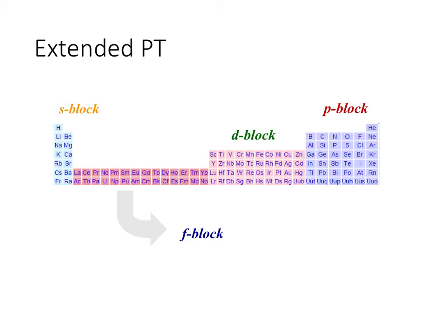The reason why we do that is because we want it to fit nicely on a piece of paper for printouts and stuff. But really, the F block exists between the S and the D block, and this is why they are referred to as inner transition metals. And we'll talk about that more a little bit later when we do electron configurations.